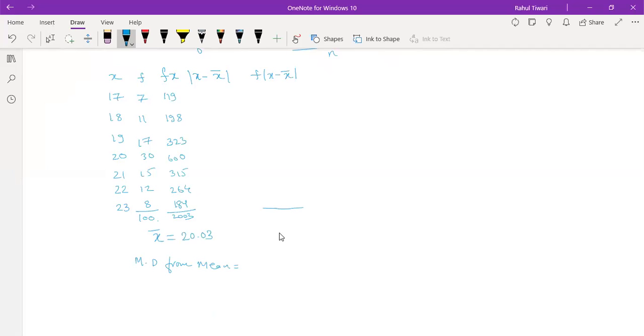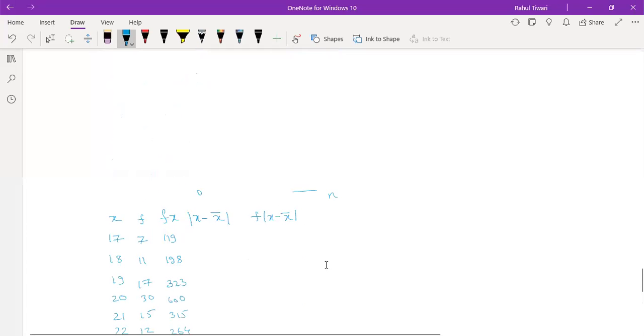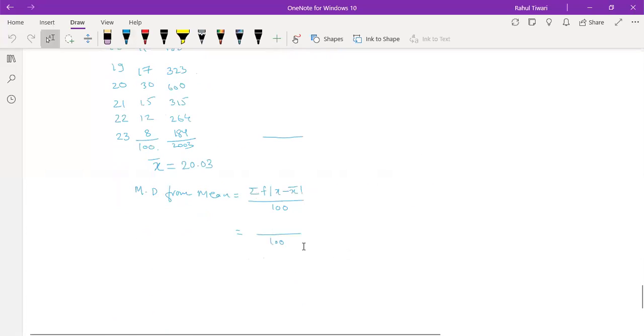The summation of f into mod of x minus x bar upon n, which I know is 100. Anyone got the value of this summation sign? Sorry, this is not 100. This is mean, correct? Yeah, it is n, correct. So just divide by n. What is the summation of f mod x minus x bar? Can anyone tell me?